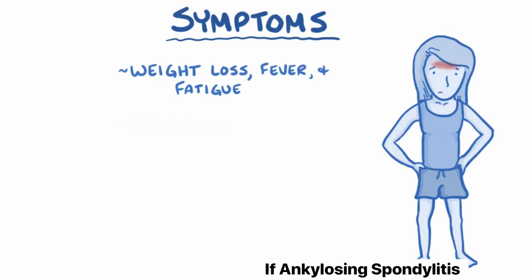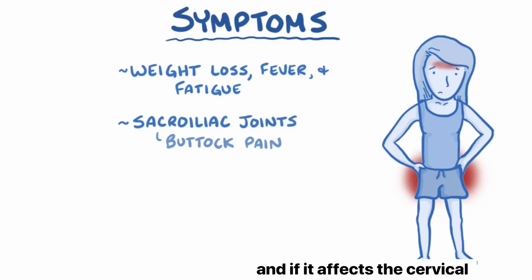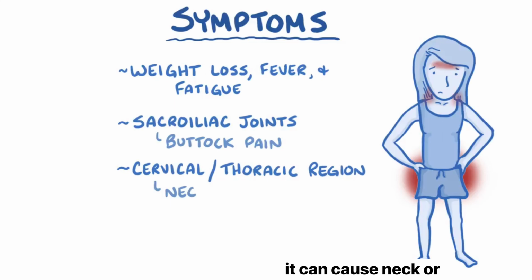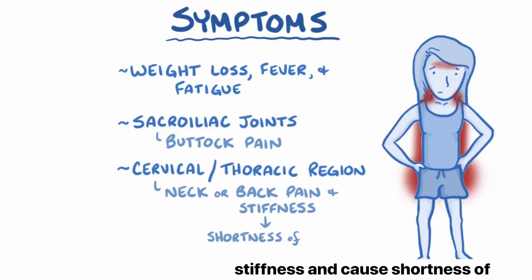If ankylosing spondylitis affects the sacroiliac joints, it typically causes buttock pain, and if it affects the cervical or thoracic region, it can cause neck or back pain and stiffness. Because the ribs and vertebrae are involved in breathing, stiffness can cause shortness of breath.